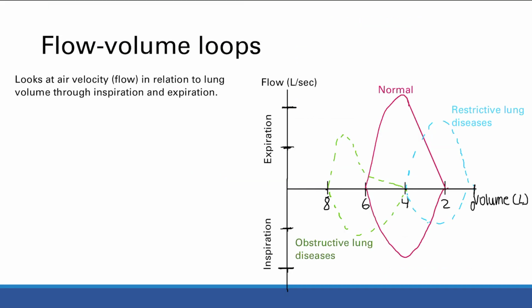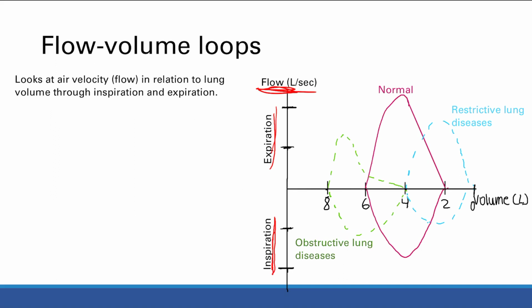Now I want to compare and contrast restrictive and obstructive lung disease a little bit, and we're going to do that through the flow volume loop. You're going to see that you can get tested with this too, so you want to know this. Flow volume loop looks at the air velocity, airflow, through inspiration and expiration. So expiration is the top part, and inspiration is the bottom part. So when you expire, flow is going to be positive because it's going to be coming out. When you inspire, it's going to be negative flow because air is going to be going into the lungs.